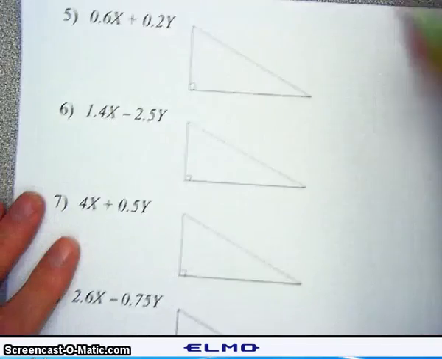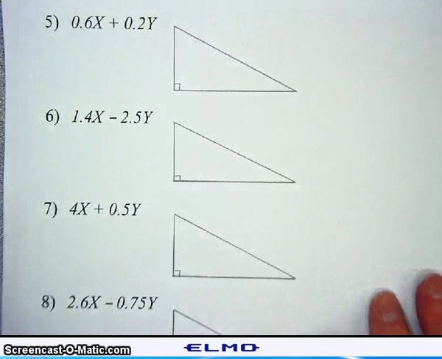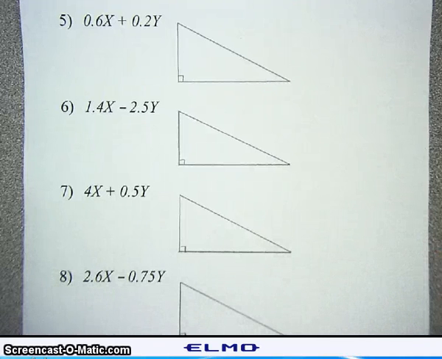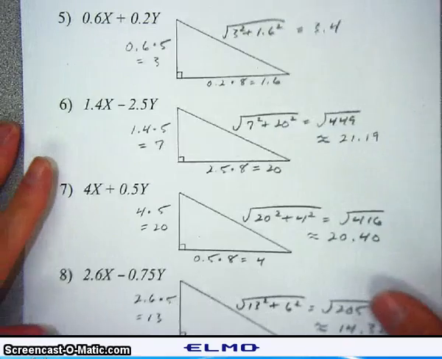Here are a few you can try on your own. We have 0.6x plus 0.2y. We have 1.4x minus 2.5y, 4x plus 0.5y, and 2.6x minus 0.75y. You can pause your video and give those a shot, and then come back in a minute and see how you did. Okay, welcome back.